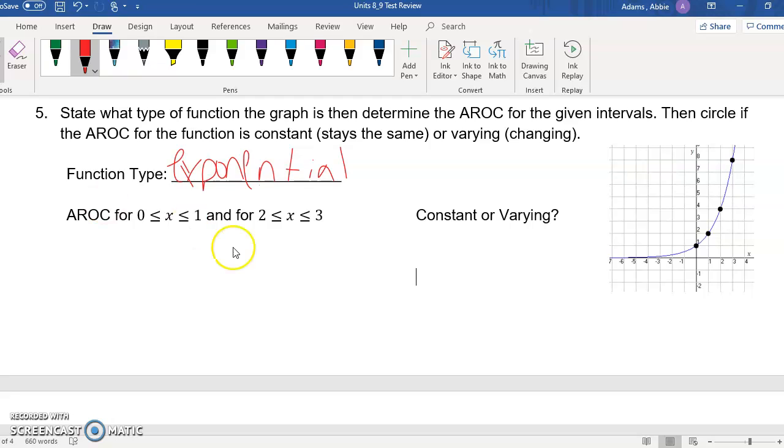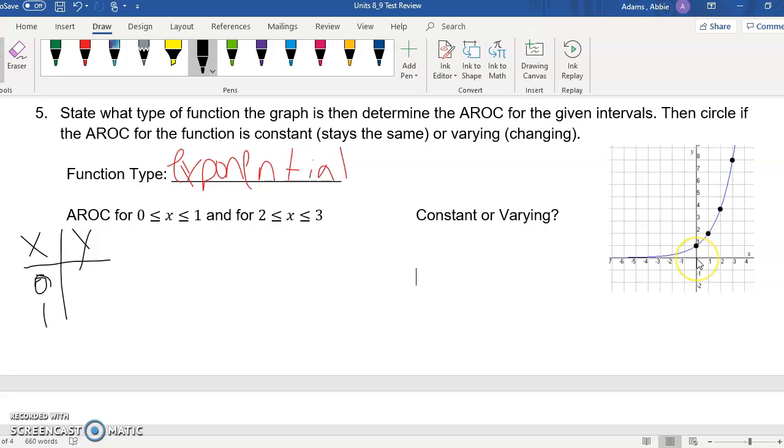So let's find the average rate of change for this first interval from where x equals 0 to where x equals 1. Setting up the table, I'm going to have x and y. So I'm looking where x equals 0 and where x equals 1. So let's revert to the graph. Let's look at it and see.